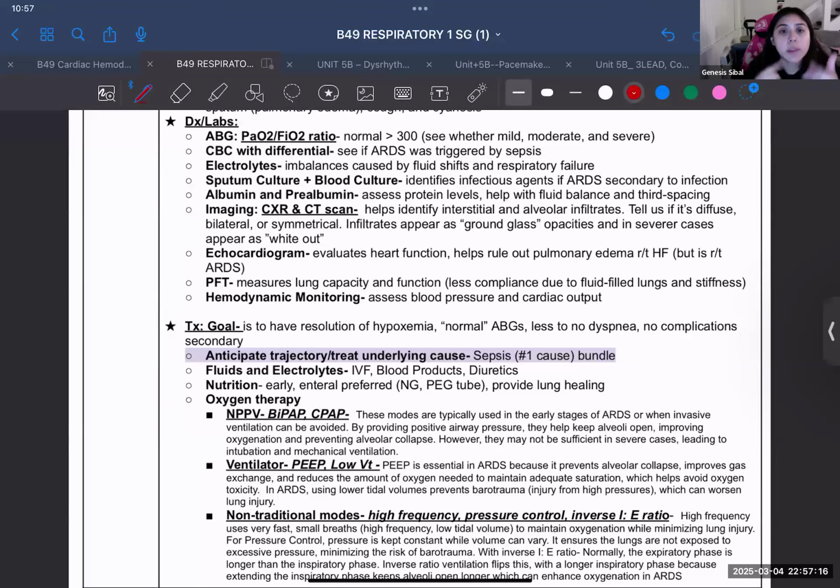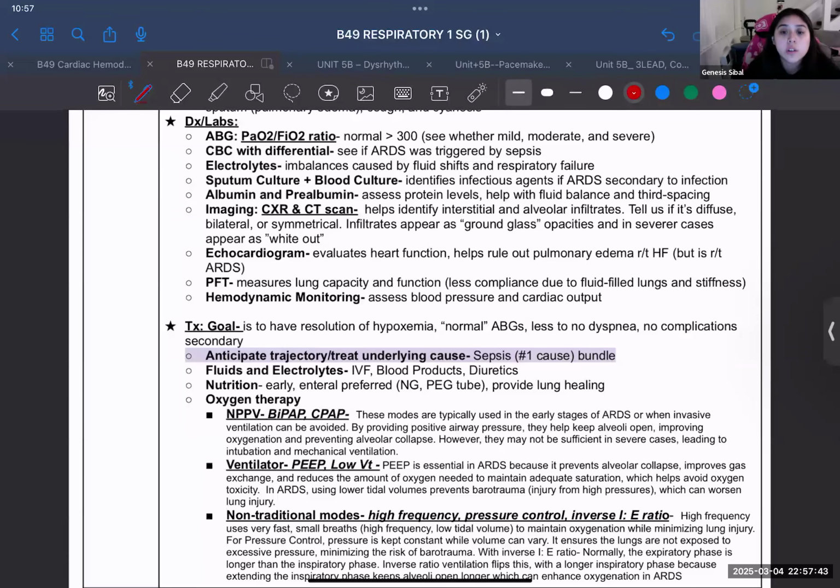Albumin, pre-albumin, we're talking about that fluid shifting, right? Especially within those last stages when we're having the fluid balance, the third spacing, which remember starts in the first stage. And then imaging, chest X-ray, CT scan, always the same stuff. You would get a chest X-ray if you're having pneumonia, right? Infiltrates. So it's the same exact stuff here. You're looking at alveolar infiltrates as well, so you're going to get a chest X-ray and CT scan, again, so you can see what's going on.